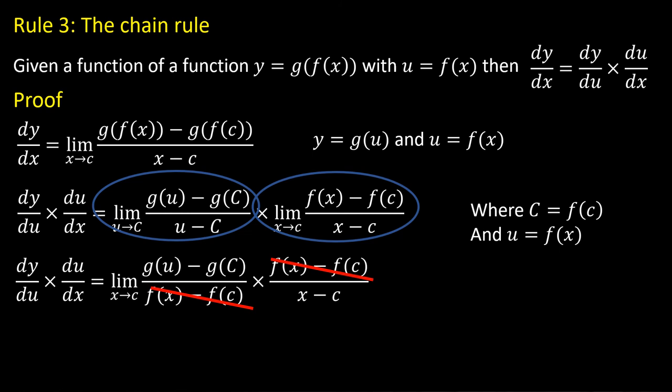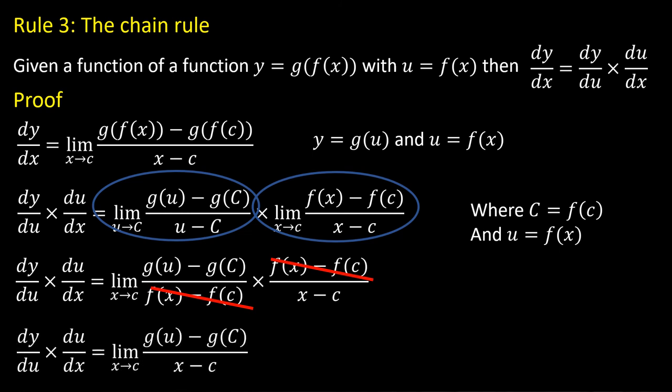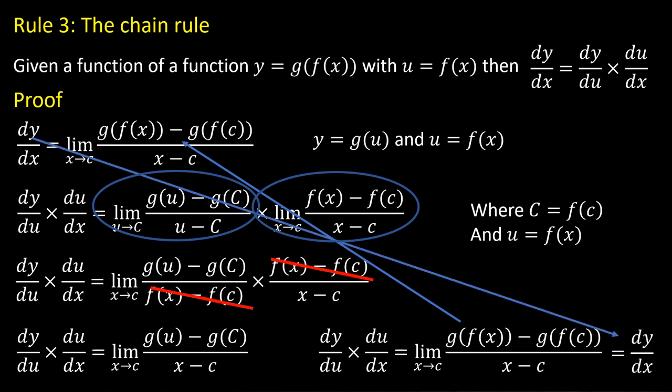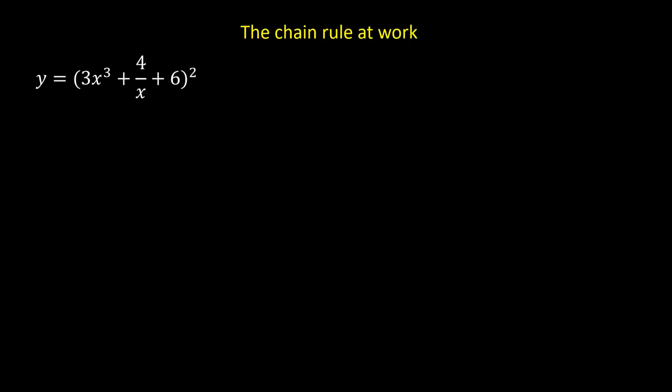This just leaves us with the limit as x approaches c of (g(u) minus g(C)) over (x minus c). But g(u) is simply g(f(x)), while g(C) is simply g(f(c)), which is the same identity as the expression for dy/dx. Thus, dy/dx equals dy/du times du/dx, which proves the chain rule. An example of using the chain rule is now shown.